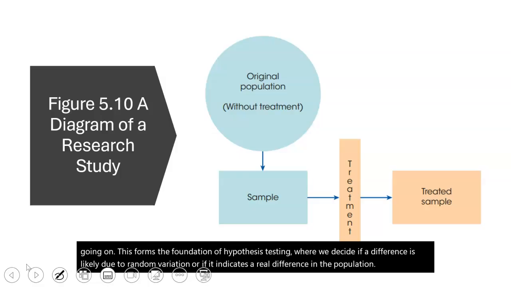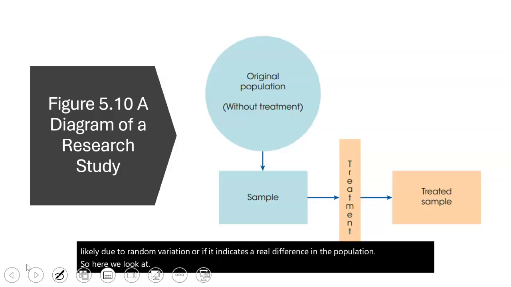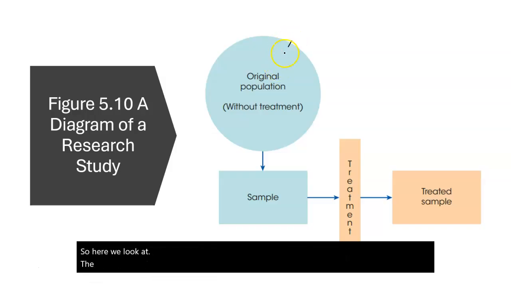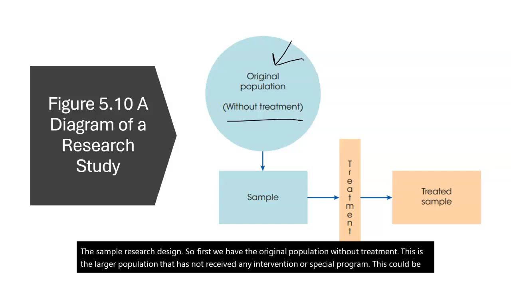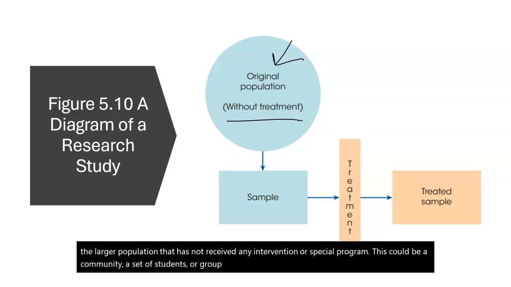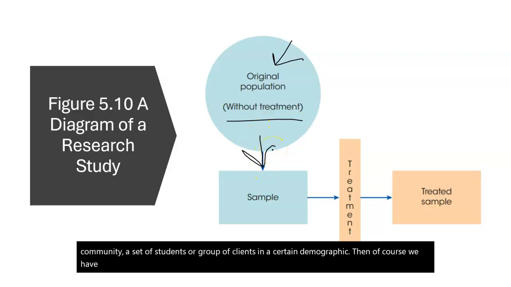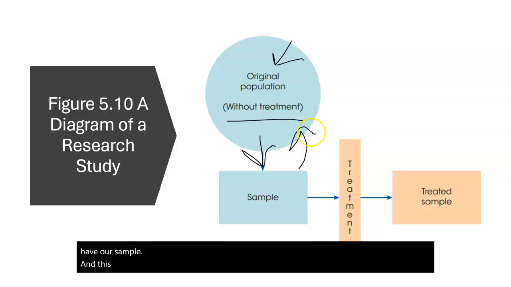So here we look at the sample research design. So first we have the original population without treatment. This is the larger population that has not received any intervention or special program. This could be a community, a set of students, or group of clients in a certain demographic. Then, of course, we have our sample. And this is from that larger population.